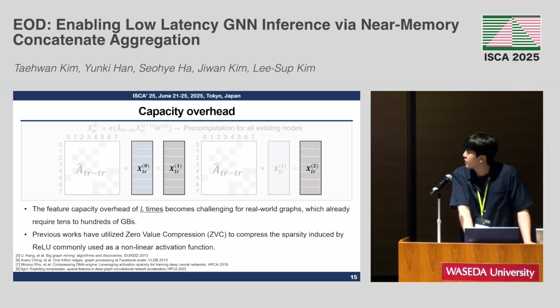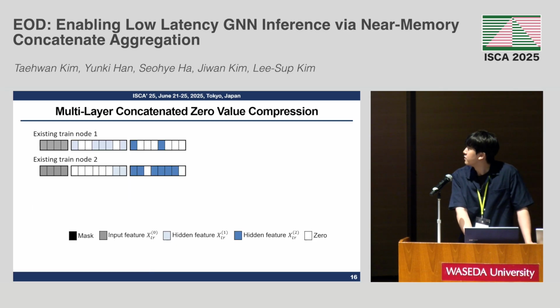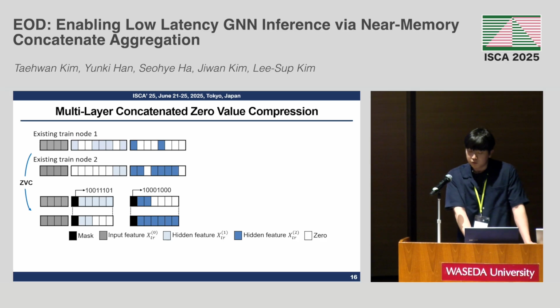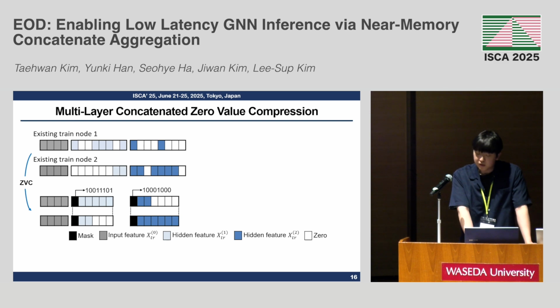Many previous works have utilized zero-value compression to compress the sparsity induced from the ReLU value, so we adopt ZVC. We propose multi-layer concatenated zero-value compression. If we simply apply ZVC to the hidden features from each layer separately, we need to add zero padding to match their length for memory access efficiency.